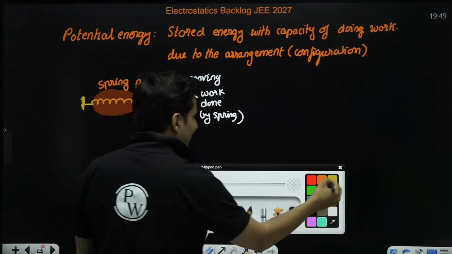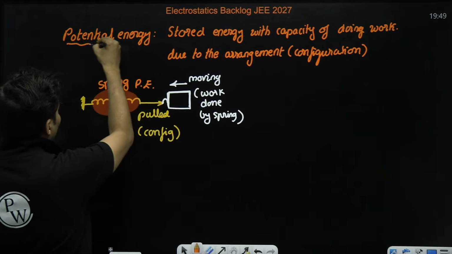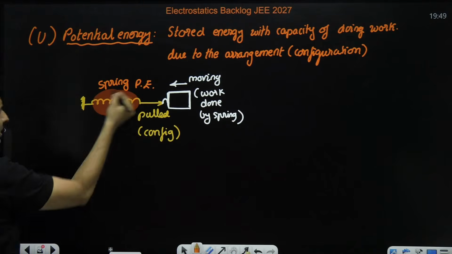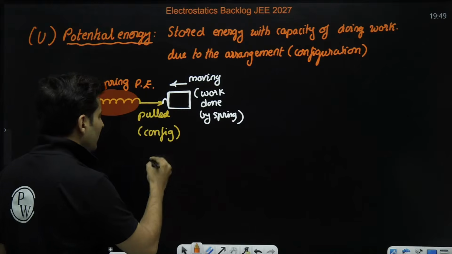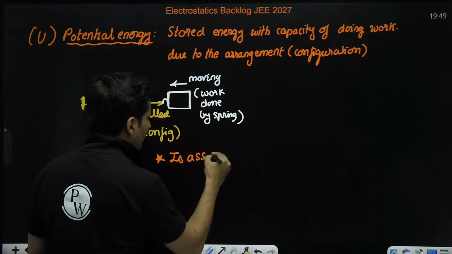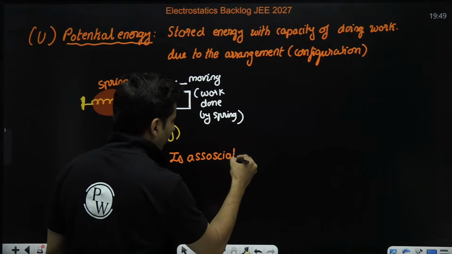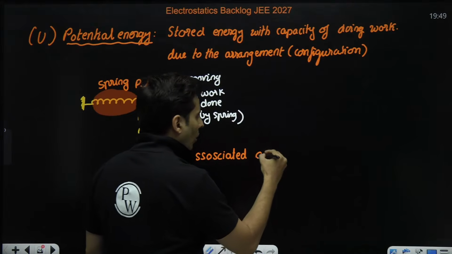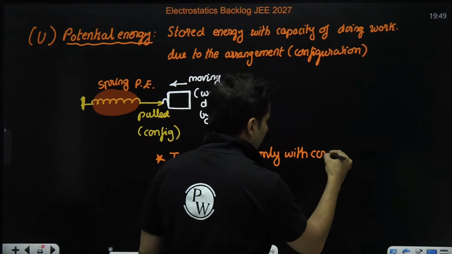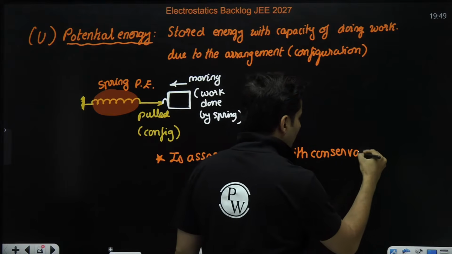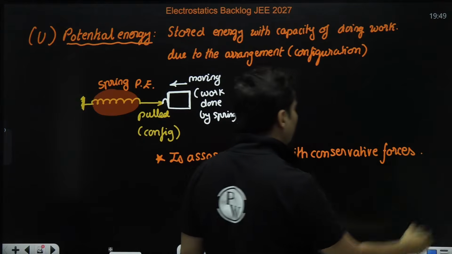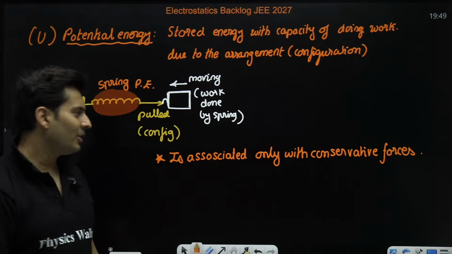So can I then say the concept of potential energy, by the way, the symbol of potential energy is sometimes U, sometimes they also use P. This concept is associated only with conservative forces. Only with conservative forces. You cannot associate it with non-conservative forces.